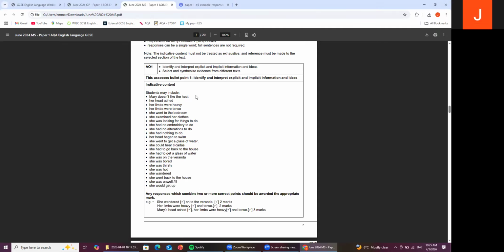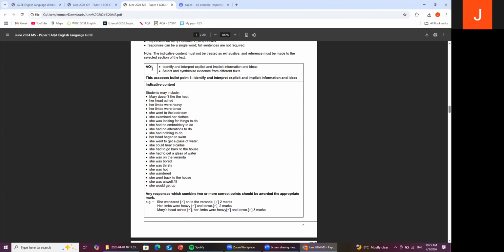So as an example here, you've got quite an extensive glossary of information that I, as an examiner, would be allowed to mark and give marks for. As you can see there: she was bored, she was thirsty, she was hot. It's fairly explicit. It's fairly straightforward information there.